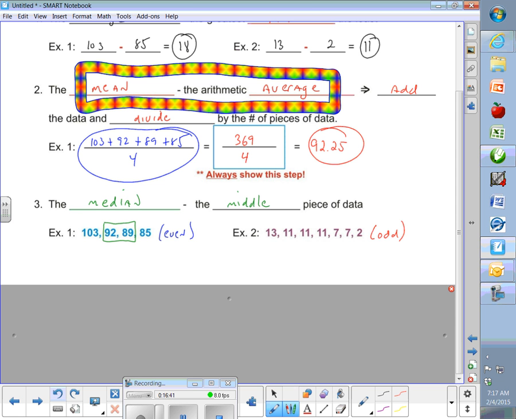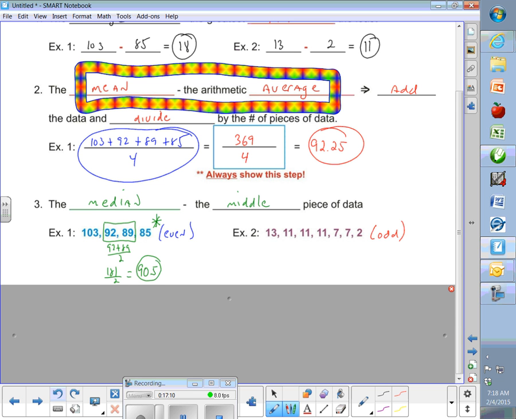So this one, we have to do 92 plus 89 divided by 2, which I'm going to show my step, right? Which is 181 divided by 2, and I get 90.5. That's the median. It's not actually one of the pieces of data because there's an even amount of data. So be careful. That's what you have to do for a median with an even amount of data.